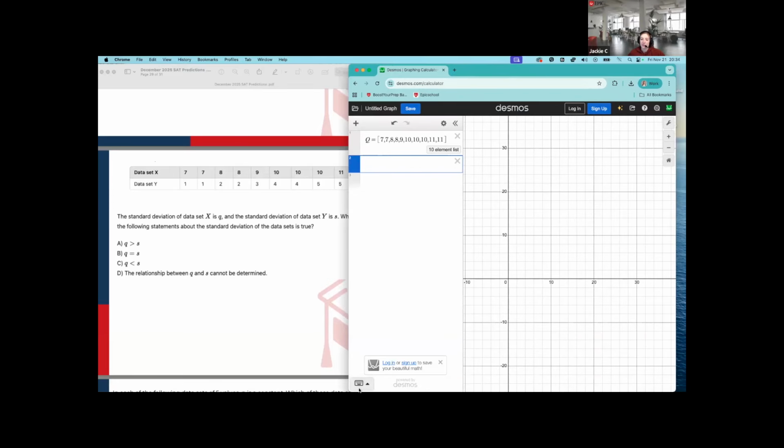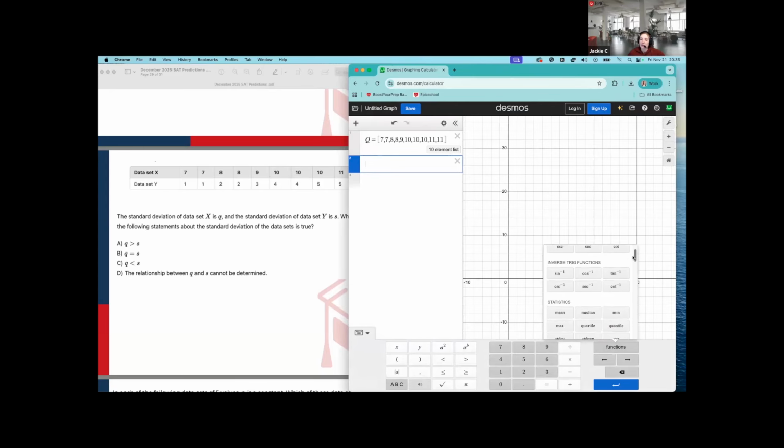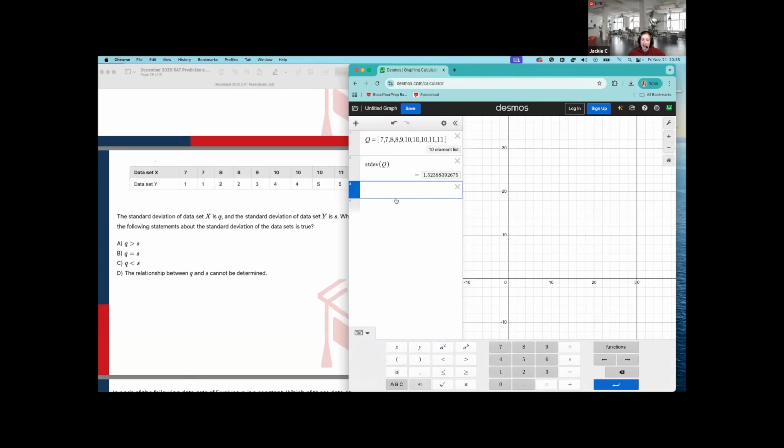Or here, what you would do is go to the functions here and scroll down to statistics, and statistics would be STDEV, standard deviation. I'm just going to put a Q. And look at that, it reads it right away. And now I'm going to put data set X in, or sorry, data set Y, but it said standard deviation would be equal to S.